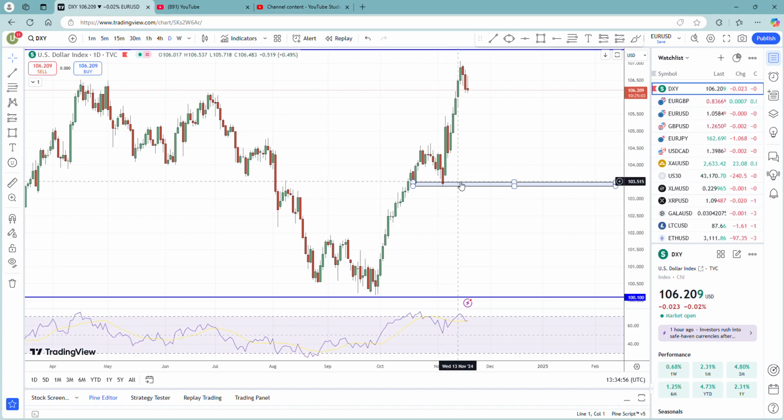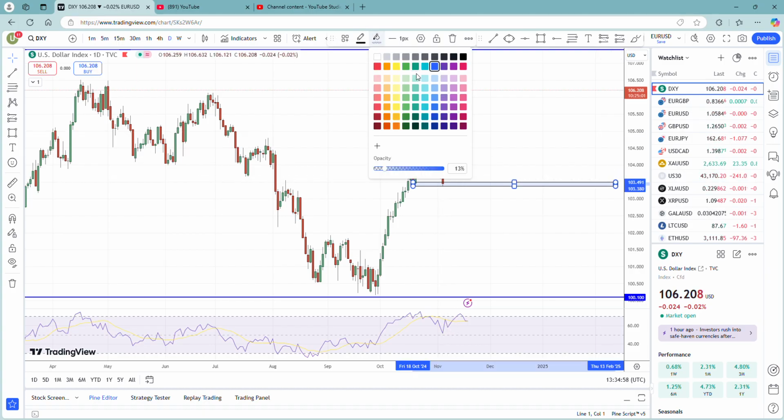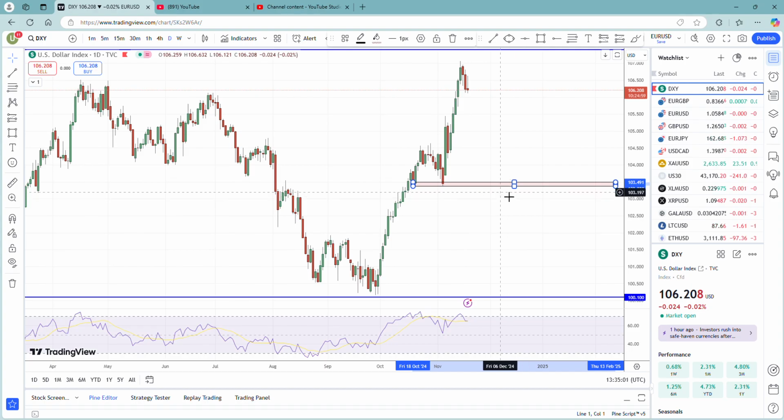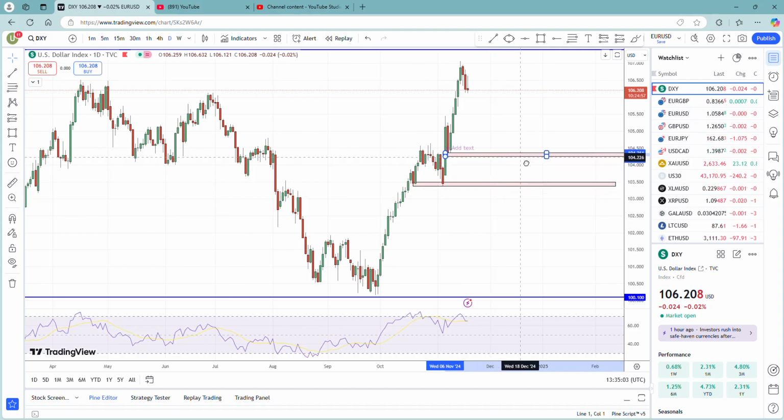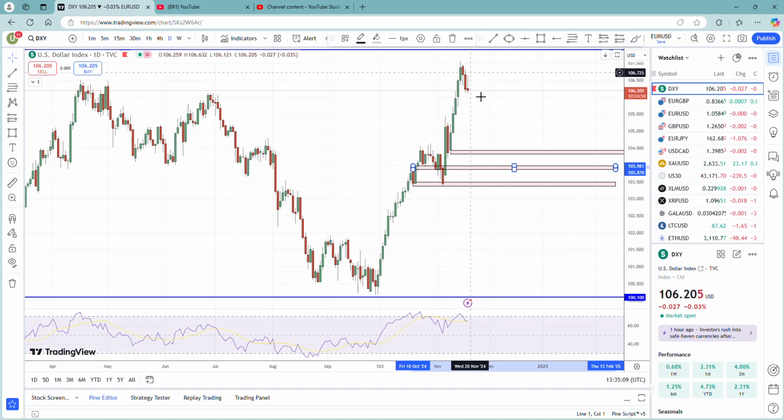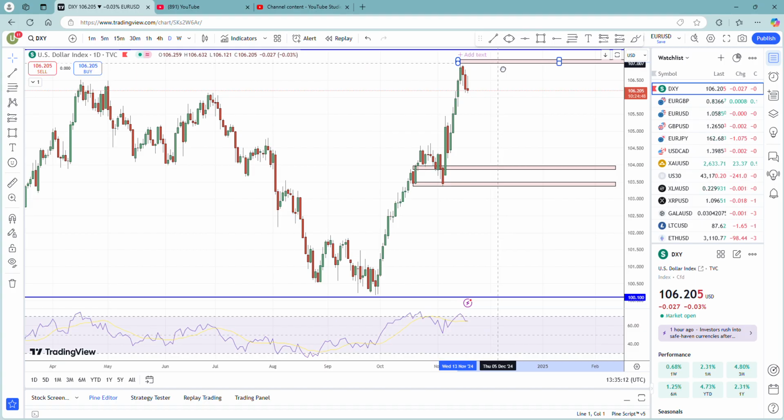I'll change this to red first of all. I like my levels in red. Here there's another support region where price made a high low. Price changed from bearish to bullish, a red candle to a green. And here's your most recent resistance level here on the daily time frame.